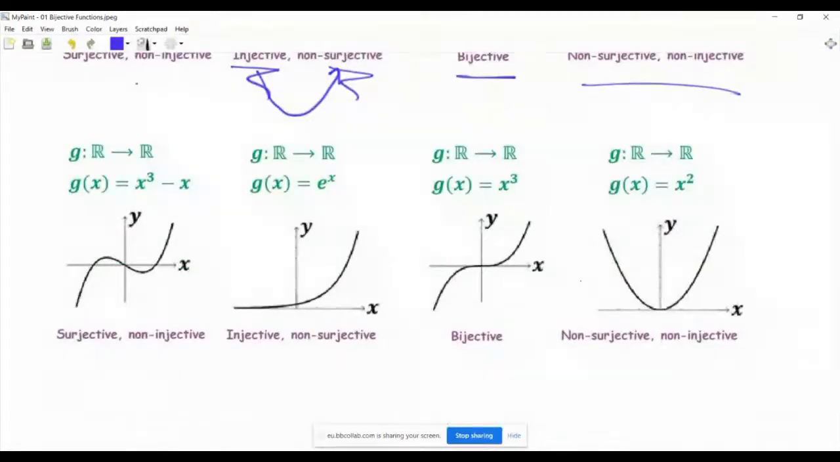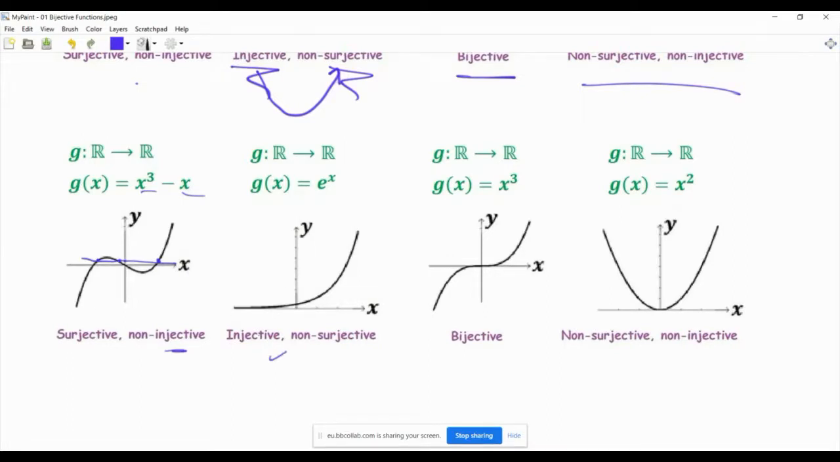There are other examples. So this function here, x cubed minus x, is surjective. Actually, all real values of y are attained by this function, but it is not injective. It is not injective because there are values of y, for example, if you take this value here, it is associated with 3 different values of x.